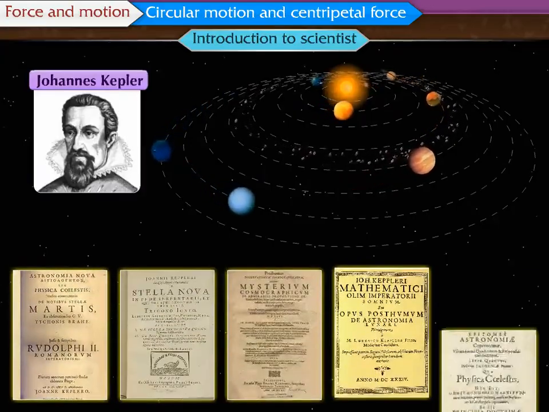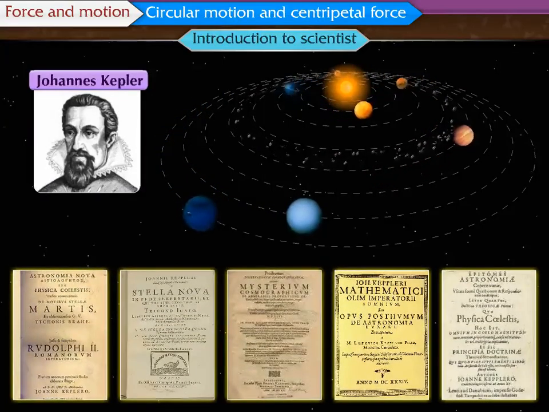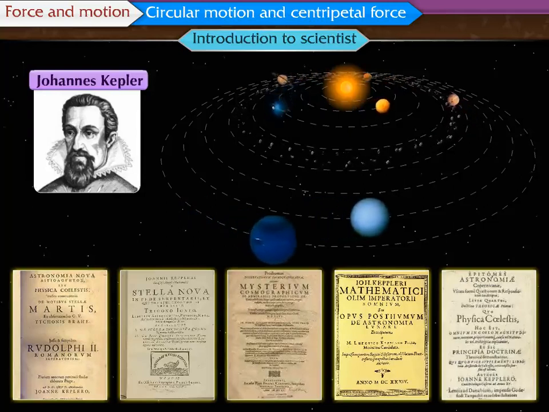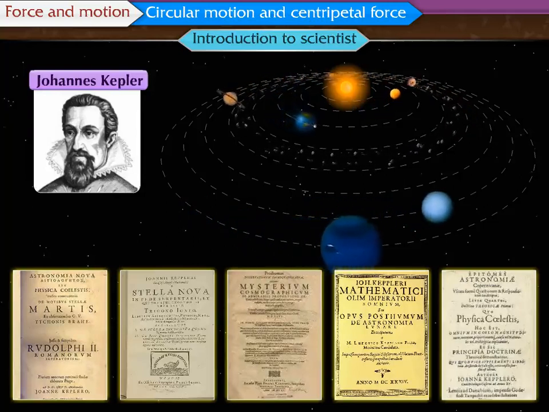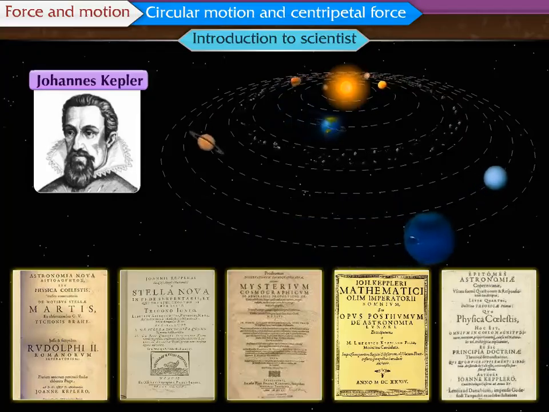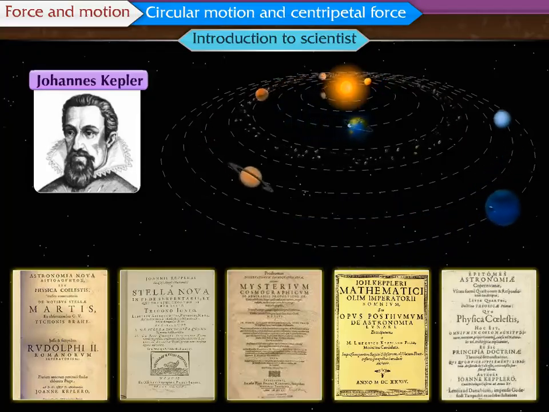He wrote several books. Kepler's work was later used by Newton in postulating his law of gravitation. Come then, let us study the laws stated by Kepler.